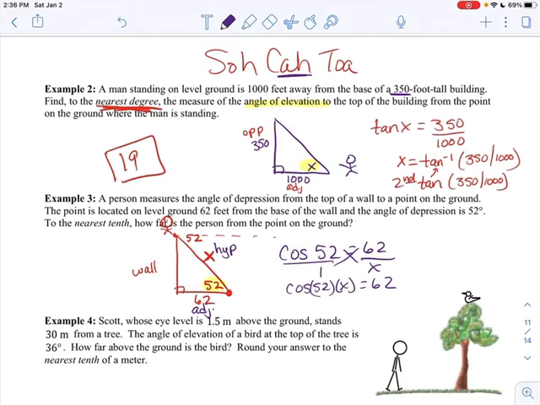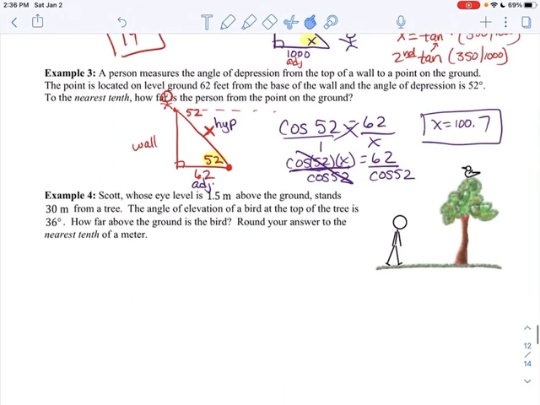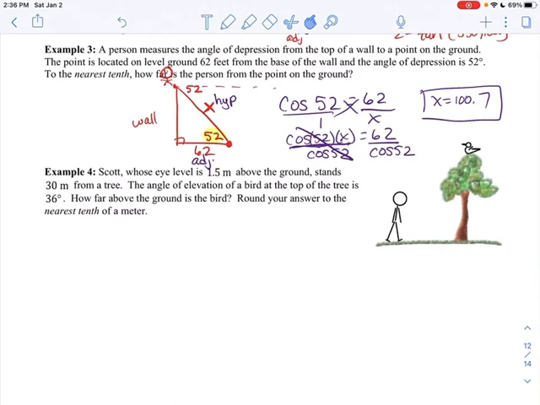Now I have the angle, you're not doing the inverse. I want to get rid of this whole expression, cosine of 52, so I divide by cosine of 52. So in your calculator, you're going to do 62 divided by cosine of 52. And I want my answer to the nearest tenth, 100.7. Right?